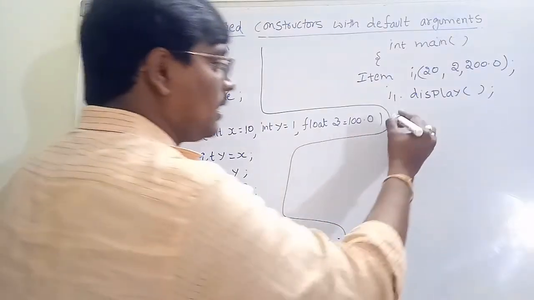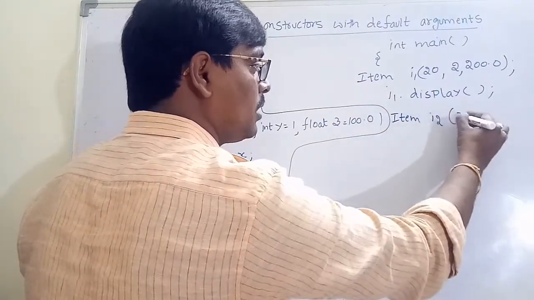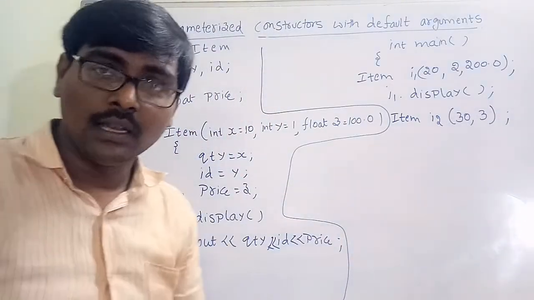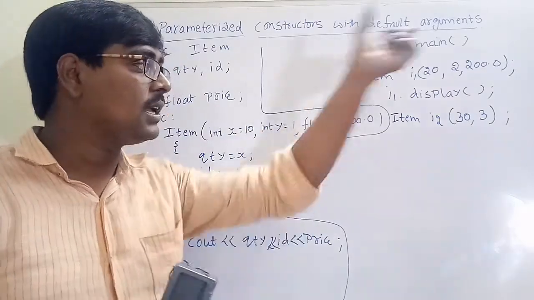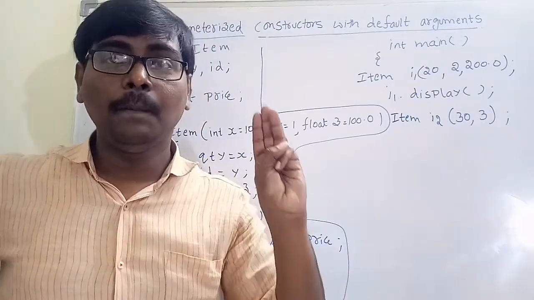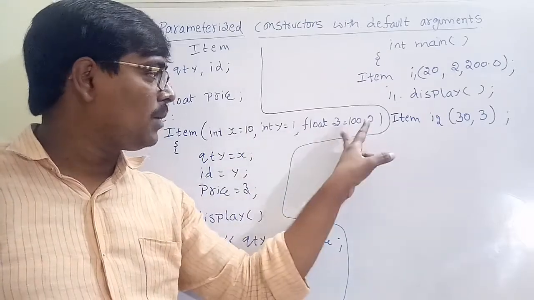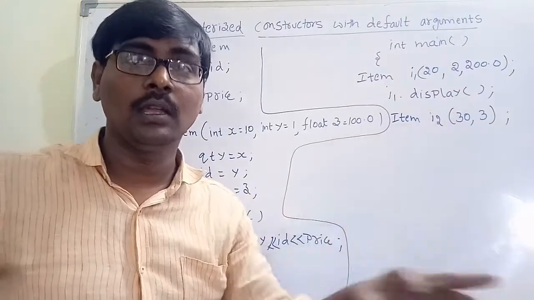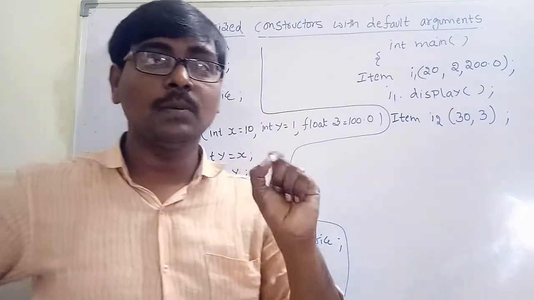Now consider, create another object item i2 of 30 comma 3. Syntactically, how many parameters do we have? 3 parameters. At the time of object creation, how many values do you have to pass? Compulsorily you have to pass 3 values. The number of parameters at the time of definition and the number of parameters at the time of calling must be the same. Otherwise it produces an error.